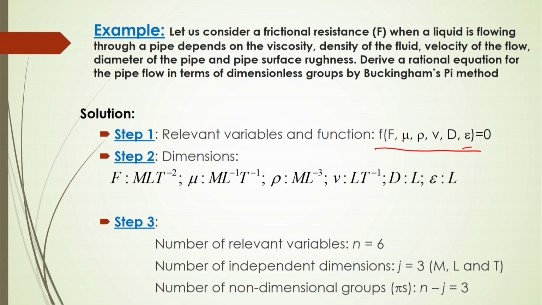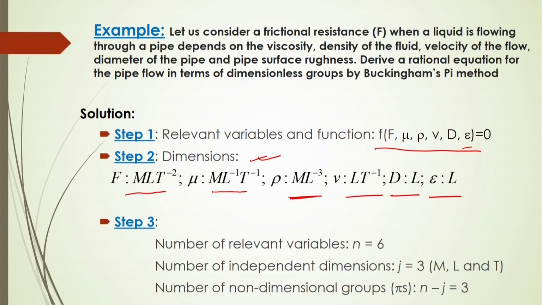Now, as step 2, you have to identify the dimensions of all those variables. For f, the dimensions are the same, L t to the power minus 2, as given in the table earlier. For mu, it is M L inverse t inverse. For rho, the dimensions are M L to the power minus 3. The dimensions of v are L t to the power minus 1, diameter is L, and roughness, of course, is a distance, so this will be represented by dimensions L.